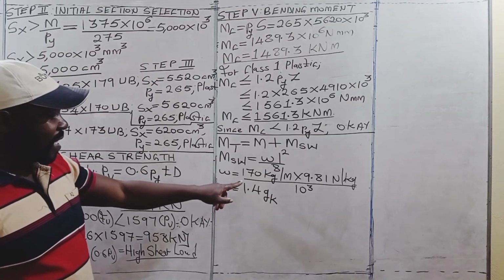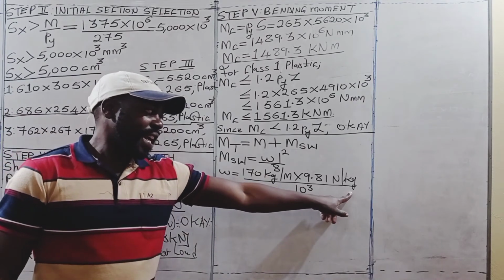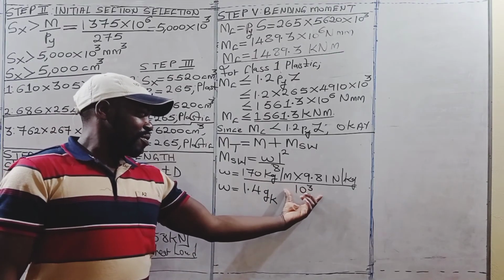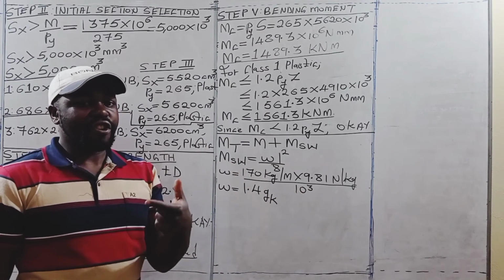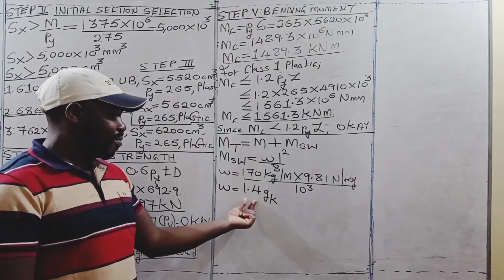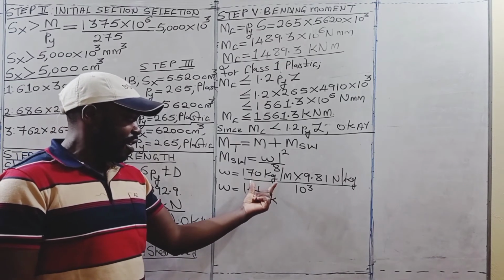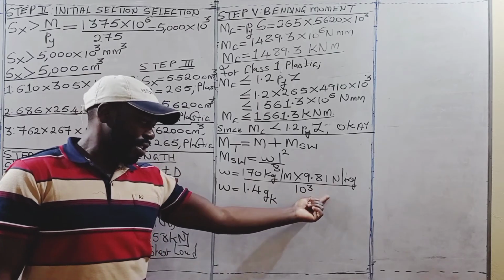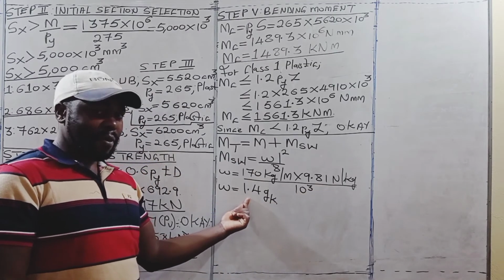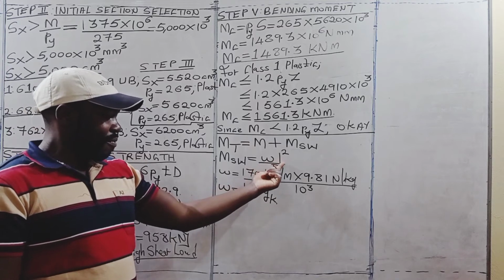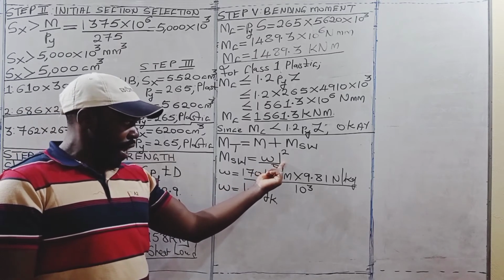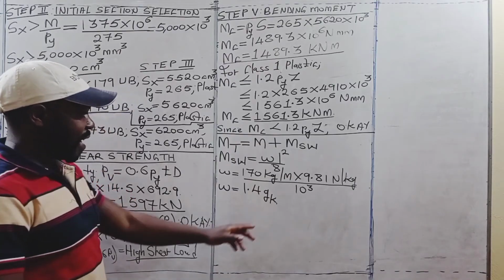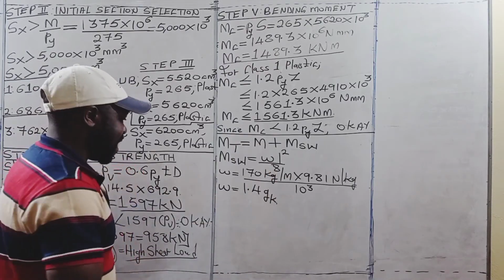Therefore, this is GK, the dead load. And this dead load is what we are calling the self weight of the beam. So we are going to multiply this dead load, which is 170 times 9.81 divided by 1,000. We multiply it by 1.4, and then we multiply by the square of the span of this beam, which is 5, and then we divide by 8.